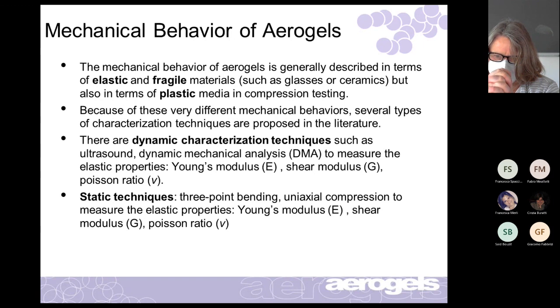And the elastic properties of interest are things like Young's modulus, a modulus of strength. I'll define these on the next slide. Shear modulus and Poisson ratio. And those things can also be measured using static techniques, which include things like 3-point bending, uniaxial compression, and they give us some elastic properties. So I'm going to talk about these different methods.